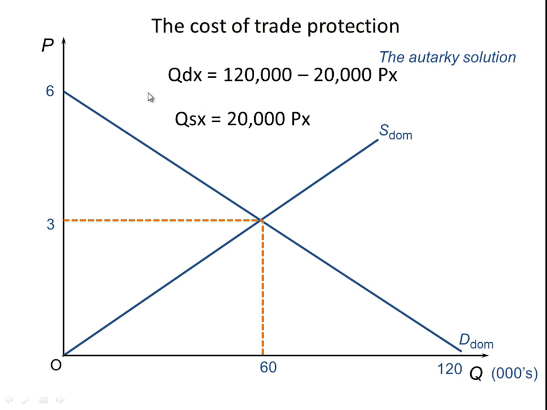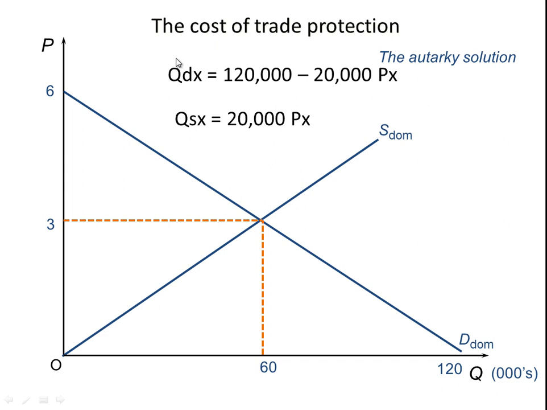Let's look at the demand curve very quickly to see how we get the autarky solution, no trade. Let's say that price is 0. What would be the quantity demanded? QDX equals 120,000 minus 20,000 times 0, which is obviously 0, so QDX must be 120,000, and that's why this point here would be the case. We'd be at this point on the demand curve.